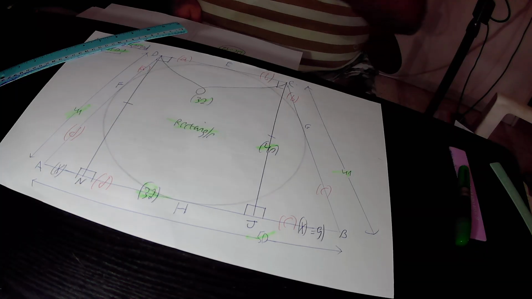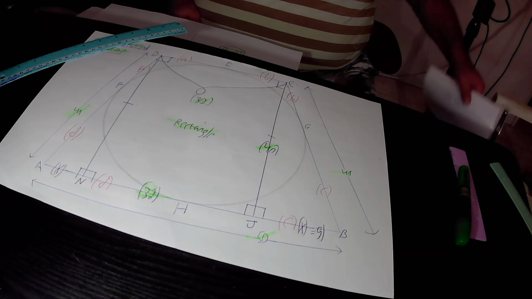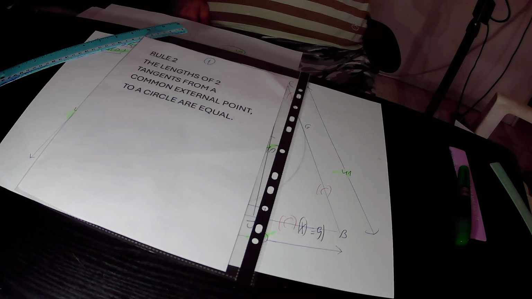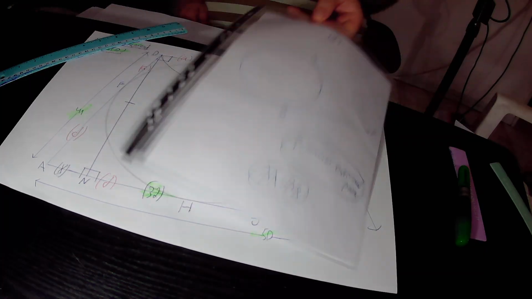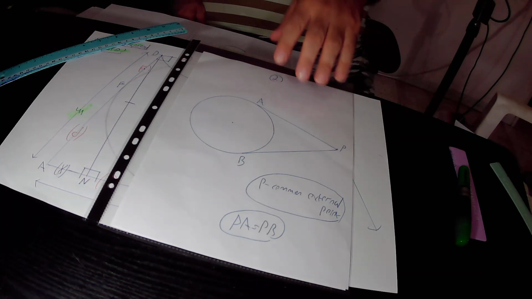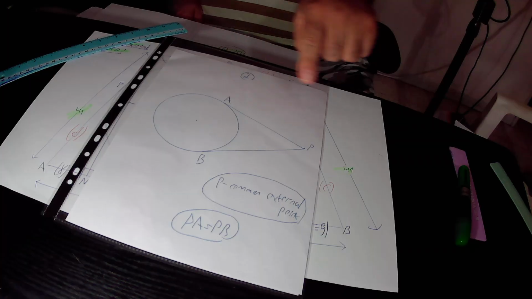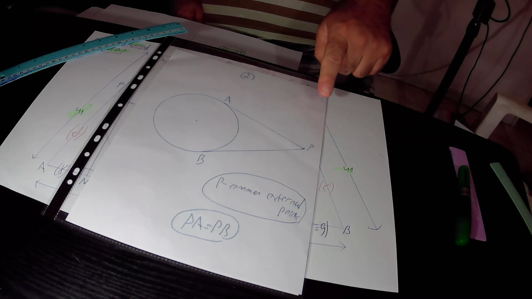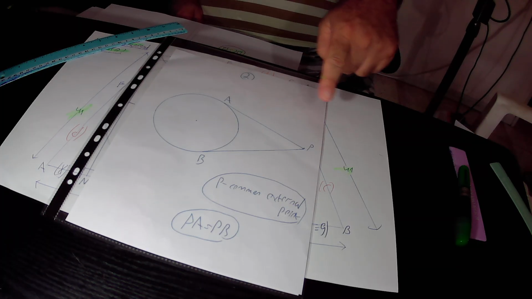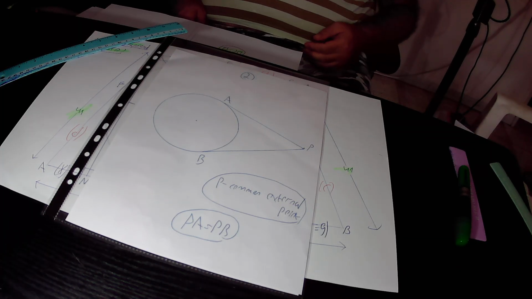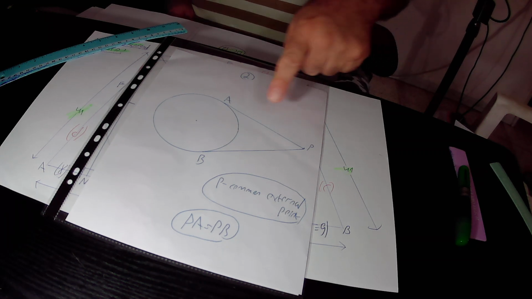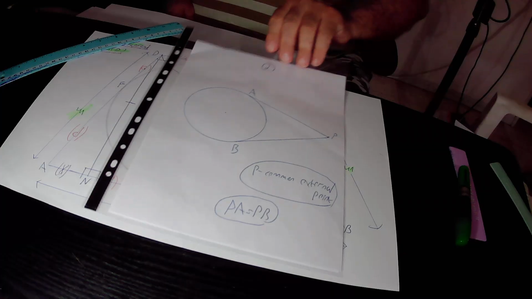In the next step, we implement rule 2 in our drawing. Let me repeat rule 2 quickly. According to rule 2, the lengths of two tangents from a common external point to a circle are equal. In the drawing, we have a circle. This is the common external point, point P. From this point P, we have two tangents to this circle, tangent PA and tangent PB. According to rule 2, they are equal to each other. That is to say, PA equals PB. So we can implement rule 2 in our drawing.